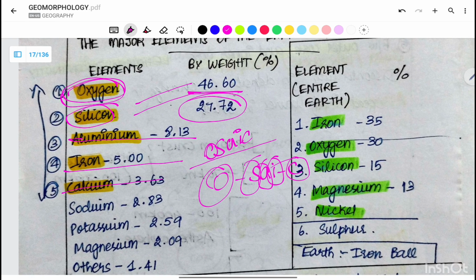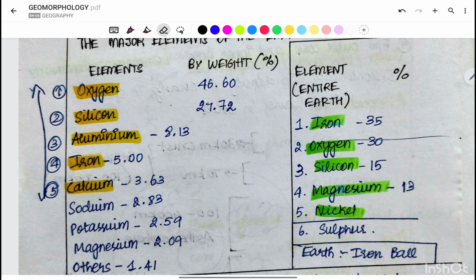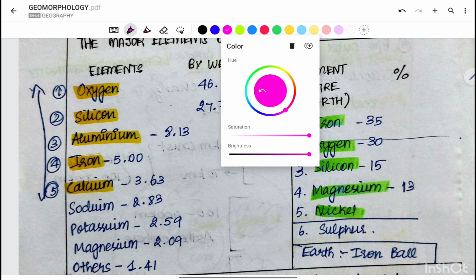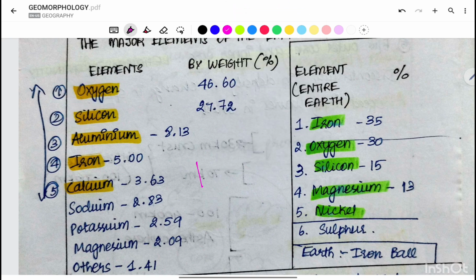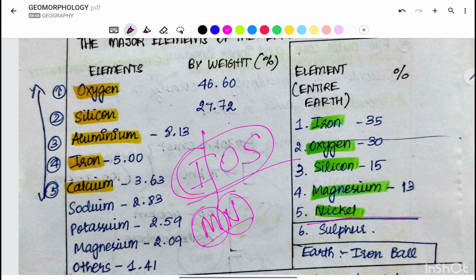The Earth's crust is going to have oxygen, silica, aluminium, iron, calcium. But the entire Earth is first iron, oxygen, silicon, IOS, right? Then magnesium and then nickel. So IOS is iron, oxygen, silica. This is different from O-Si-C: oxygen, silica, aluminium, iron, and calcium.